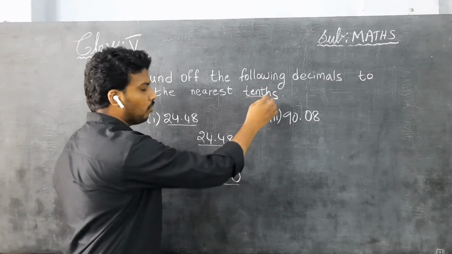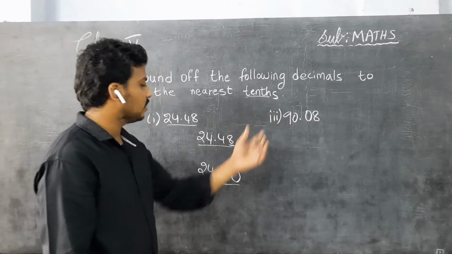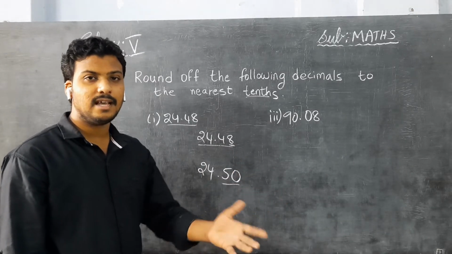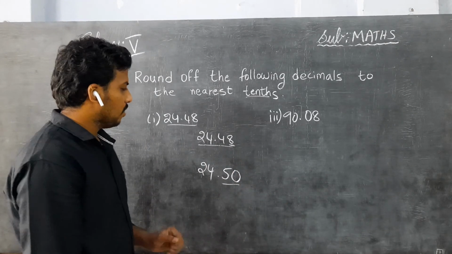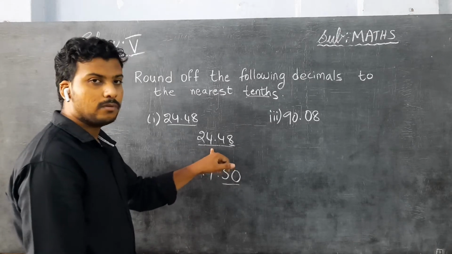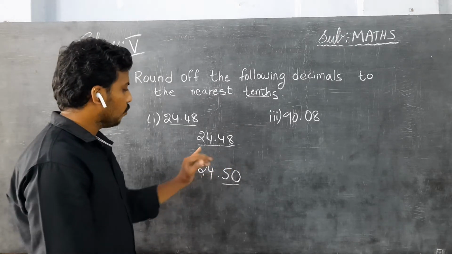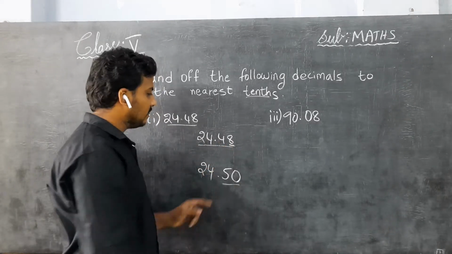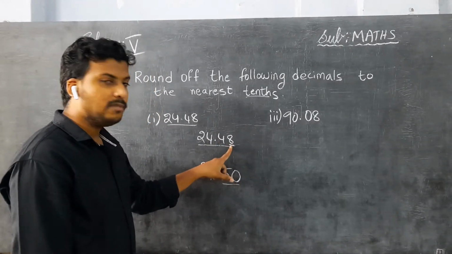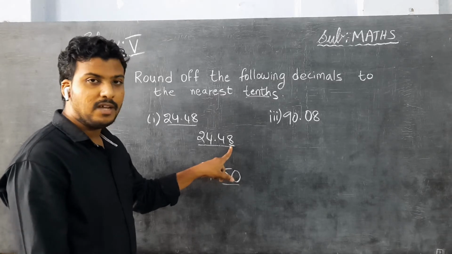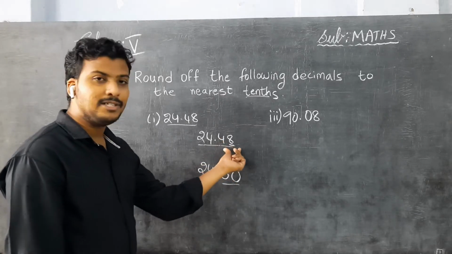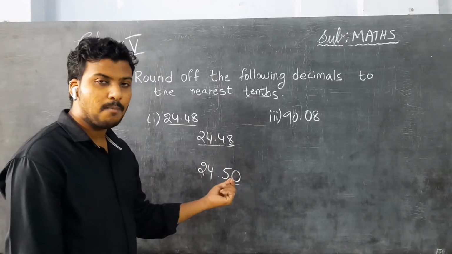They say round off the following numbers to the nearest tens. That means 10, 20, 30, 40, 50, 60, 70, 80, 90, like that, children. Not 24. How can you say it? Only after the decimal point the value in the ones place is 8. So I am considering it and comparing with the value 5. The value 8 is more when compared to 5.